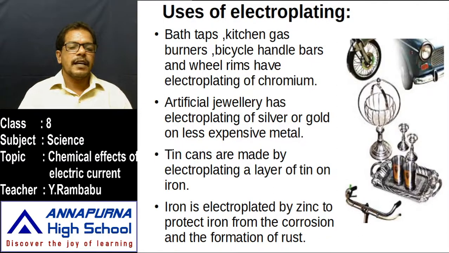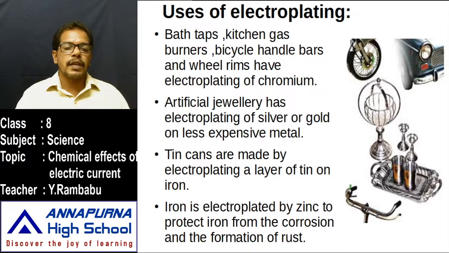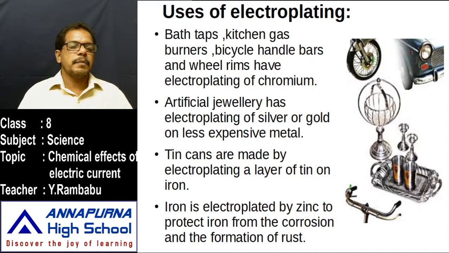Next, we observed iron. If iron objects are placed outside, they get rusted easily, that means rust is formed. Then how is this corrosion avoided? Zinc is given as a coating, that means iron is electroplated by zinc to protect it from corrosion and from the formation of rust. That's why iron gates or iron things are first painted with zinc primer. That means this process is galvanization. Like this, in our daily life, in so many things, electrolysis is useful.